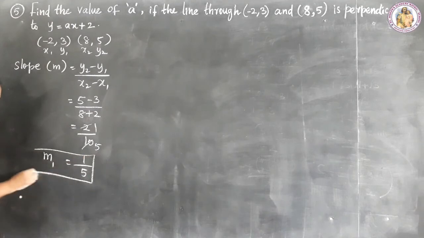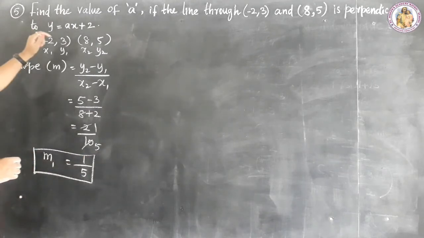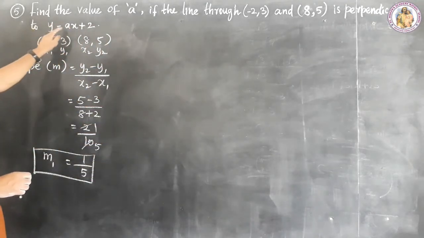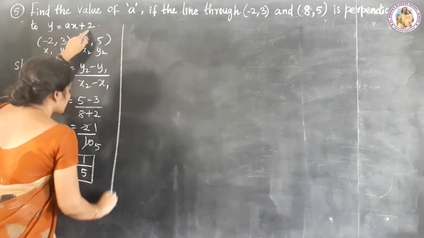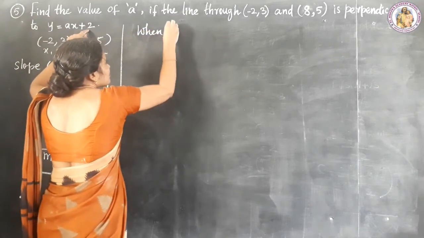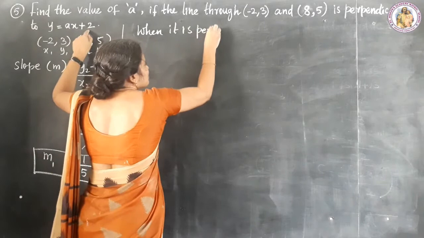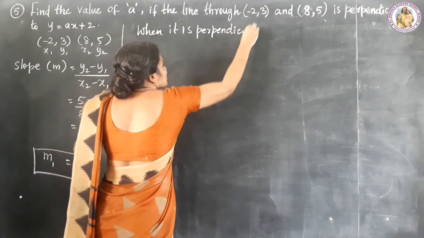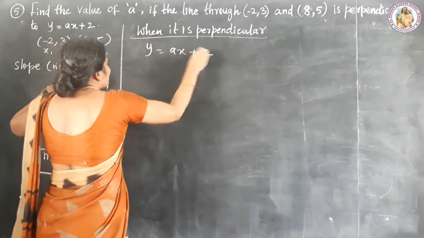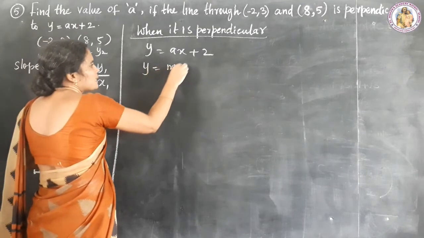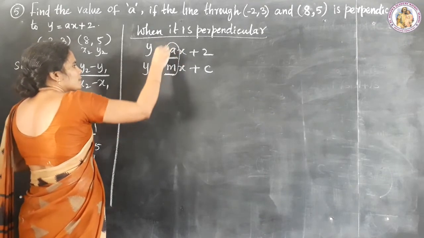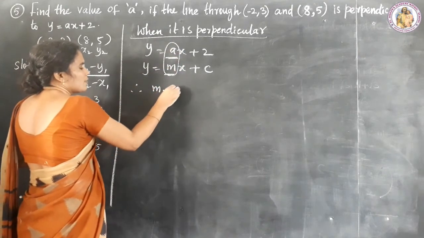Taking this as m1. Okay, and then find the value of a. So you have to find the value of a when the line is perpendicular to y is equal to ax plus 2. As per the formula y is equal to mx plus c, taking m, that is m is equal to a. So therefore m2 is equal to a.